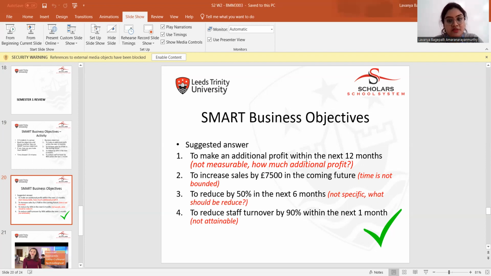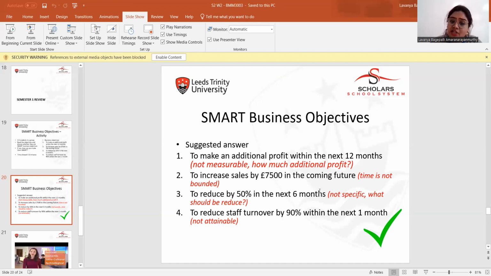And the third objective is to reduce by 50% in the next 6 months. So here it is measurable, and even the time bound is mentioned, but it is not specific. S stands for specific, right? So to reduce 50%, the question is: reduce what? What do they want to reduce? They have not specified what they want to reduce. So again, it's not a SMART business objective.